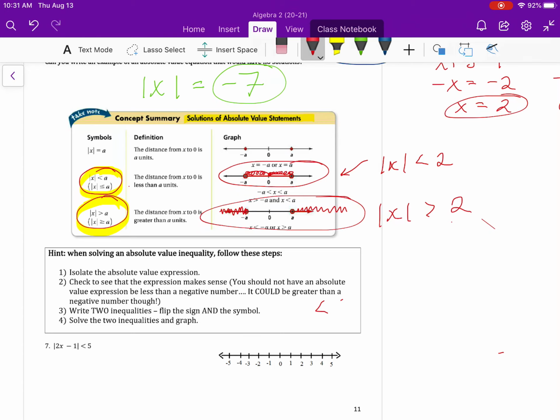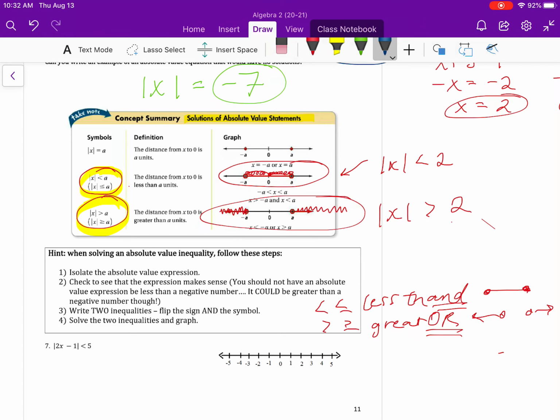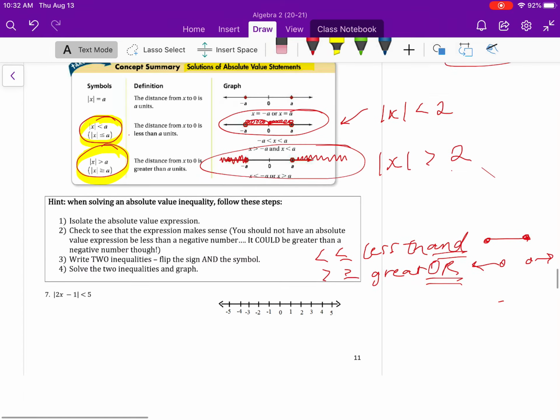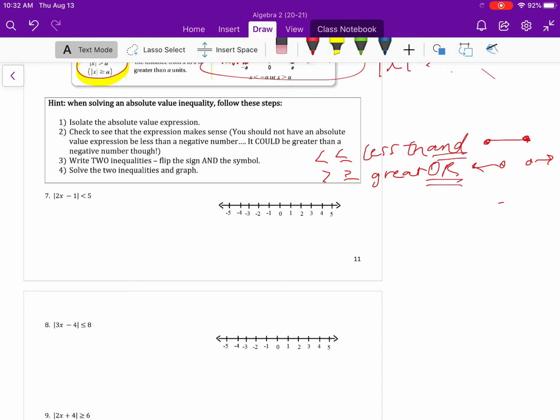Less than, I want you to write this somewhere. Less than always looks like this. They always look like a little dumbbell. But on the greater, right, I'm going to say greater, it looks like boat oars, right? It looks like you're rowing a boat. So let's see an example. Let's just jump into it.